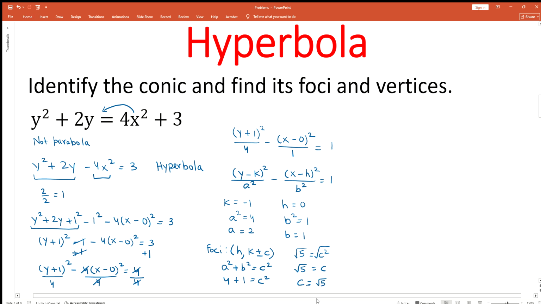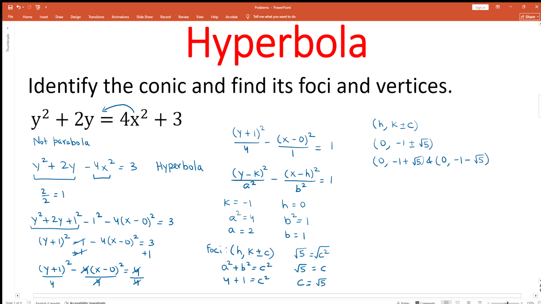We can use this value of c to find the foci of the hyperbola. The foci are h, k plus minus c. We can sub in the values. H is 0, k is -1. So the two foci are 0, -1 plus square root 5 and 0, -1 minus square root 5.